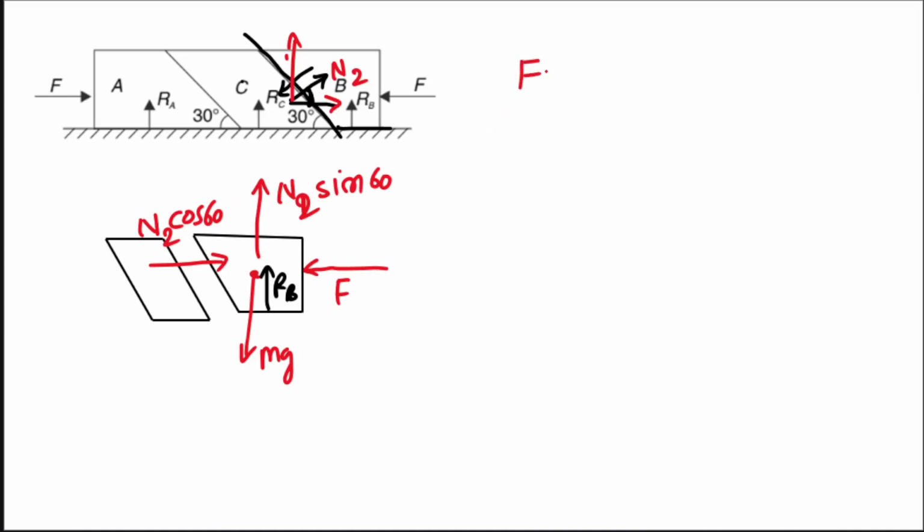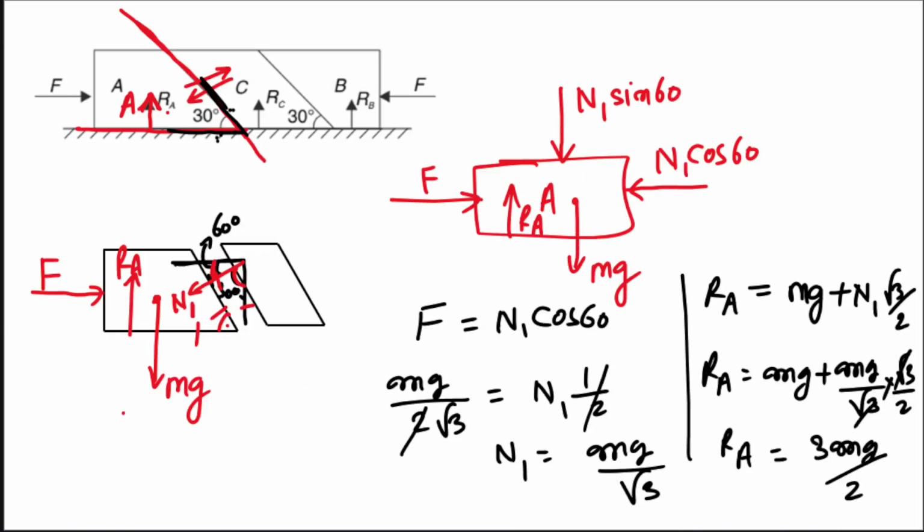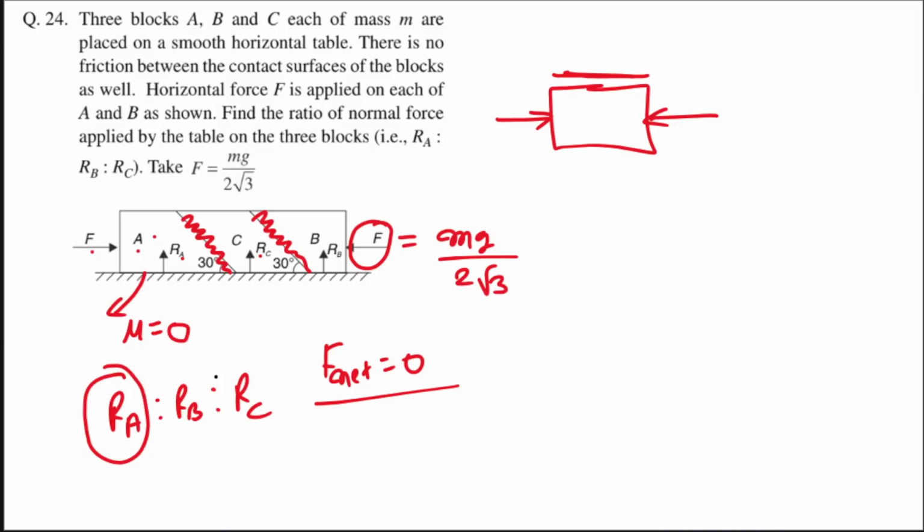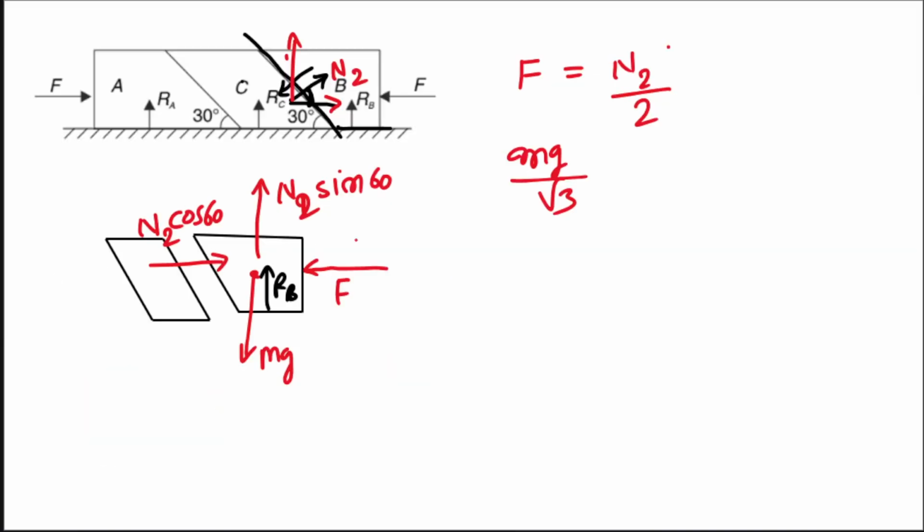So F will be equal to how much? N2 cos 60, that is N2 by 2. So F is equal to how much? Mg by root 3, right? Let me check. That was mg by, okay, let me check here, mg by 2 root 3. Okay, so this is mg by 2 root 3 and that is N2 by 2. So this will get cancelled and N2 is equal to mg by root 3.